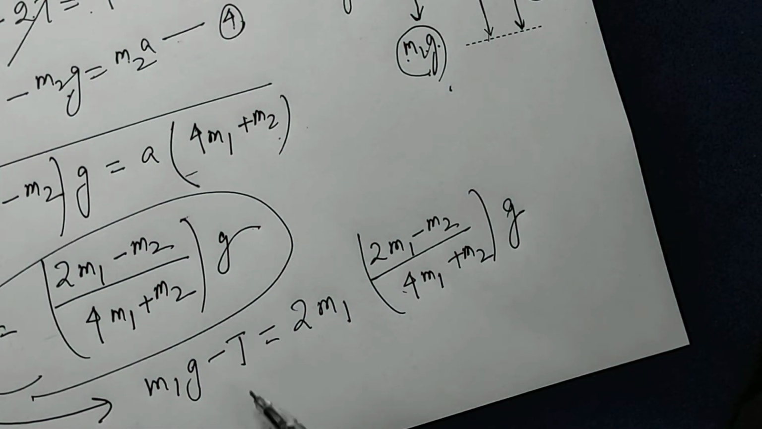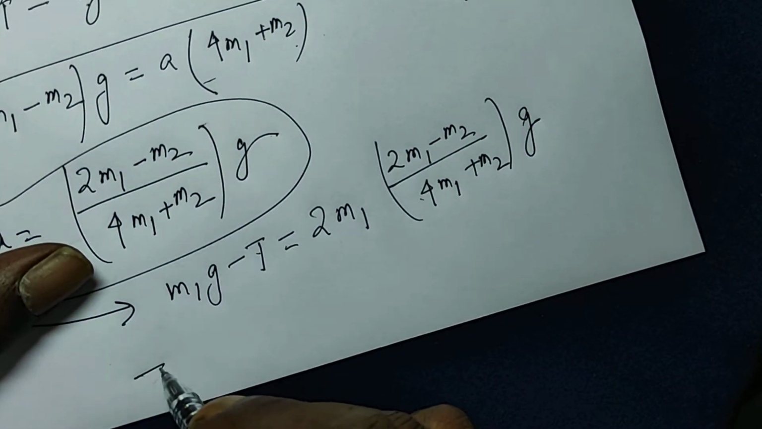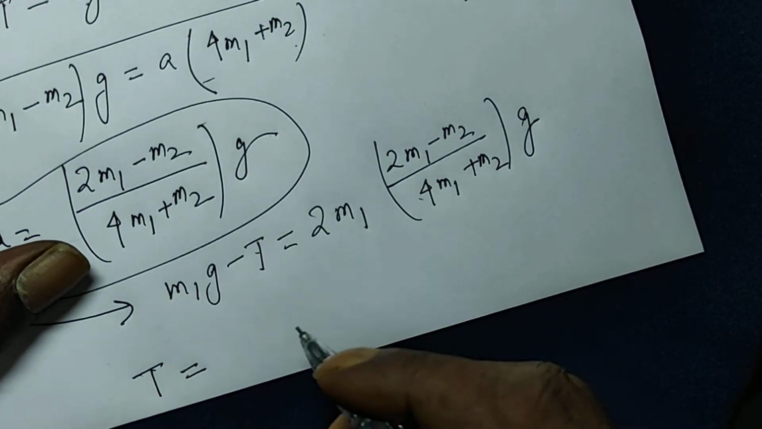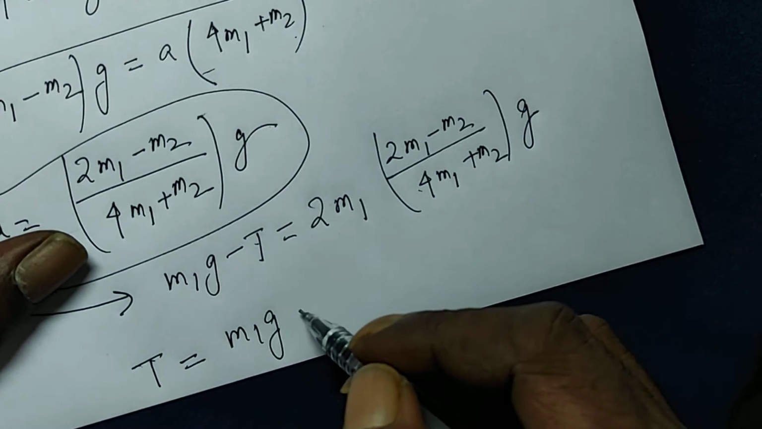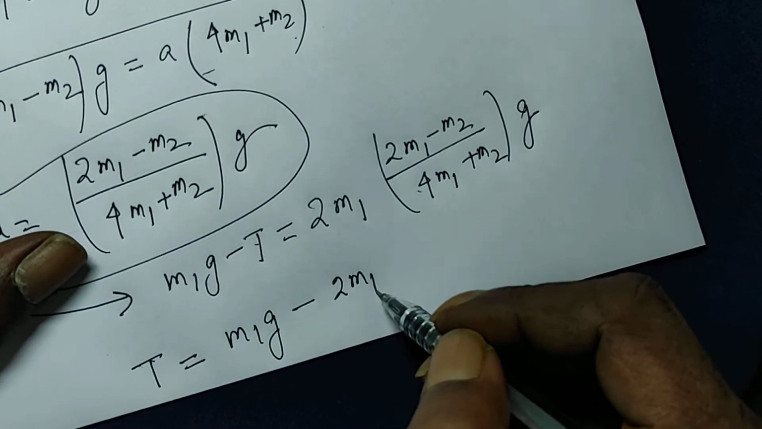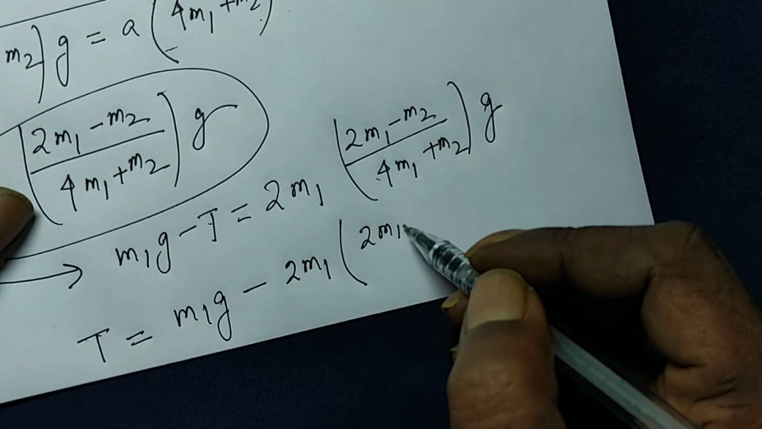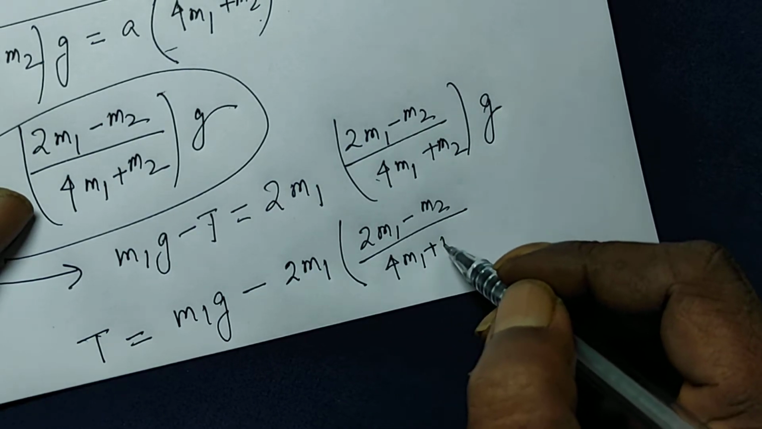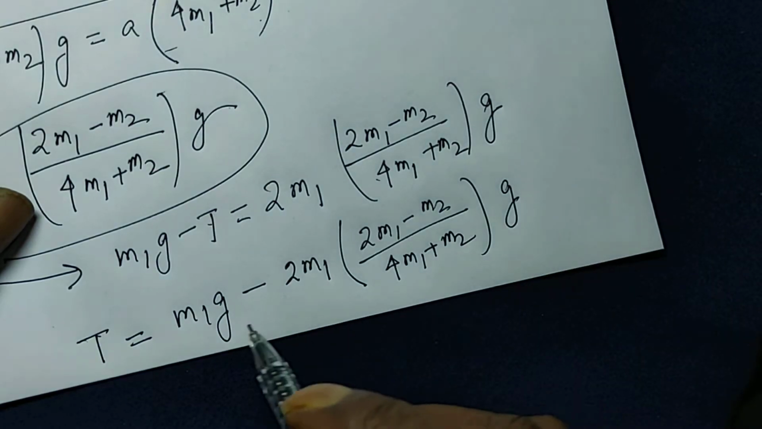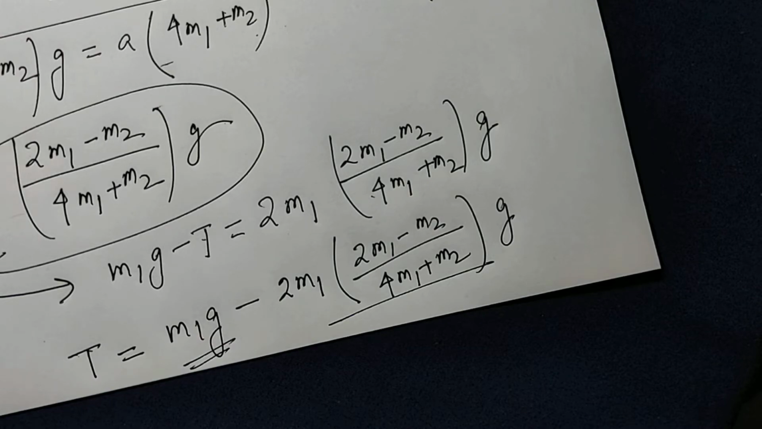Now we are interested to find this tension T. So I take this to the right hand side, so this becomes positive, and bring this to the left hand side. So we are left with m1g minus 2m1 within bracket (2m1 minus m2) over (4m1 plus m2) times g. This is one term, this is another term. So you can take g common.